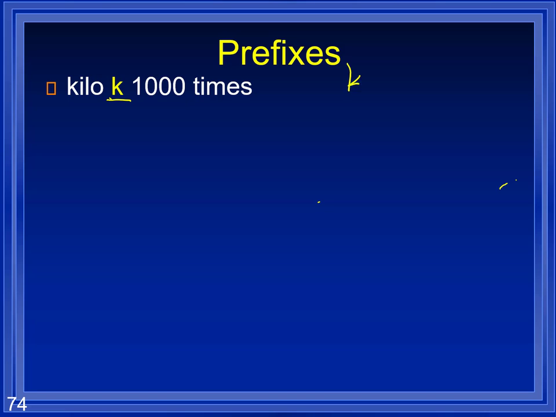So if I write km, kilometer, that means 1,000 meters. So is that going to be a big distance or a small distance? Well, take a meter and lay 1,000 of them end to end. It's going to be a big distance.